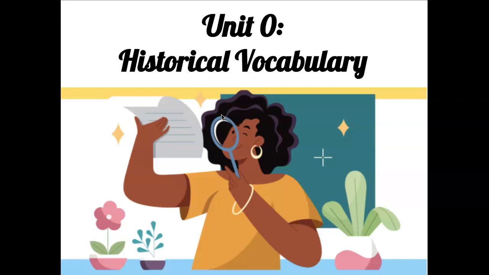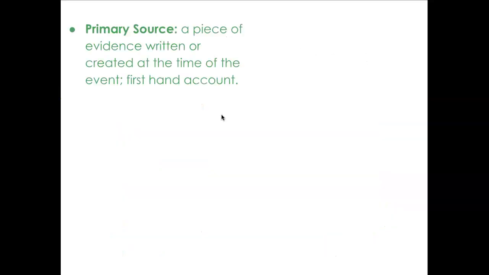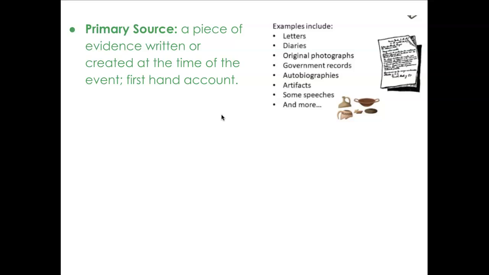Here's your Unit 0 vocabulary, or what we are calling historical vocabulary, to set us up with words that we would need to know as history students to be successful in this year. So your first word is a primary source, and this is a piece of evidence written or created at the time of the event. We call this a first-hand account. So if it's in the time period that we are studying or the person was there, this would be considered a primary source. So some examples are letters, diaries, original photographs, government records, autobiographies, artifacts, speeches, and more.